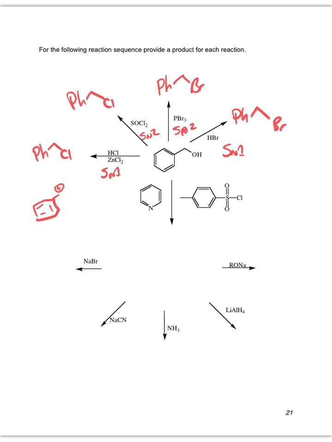We can also make the benzyl tosylate, which we'll draw out once.